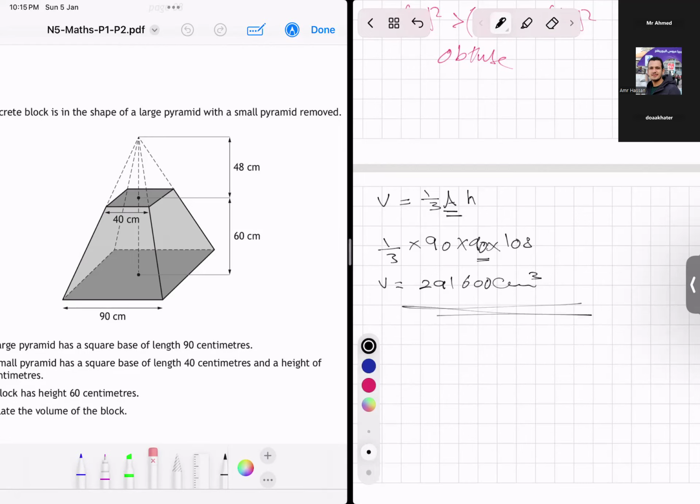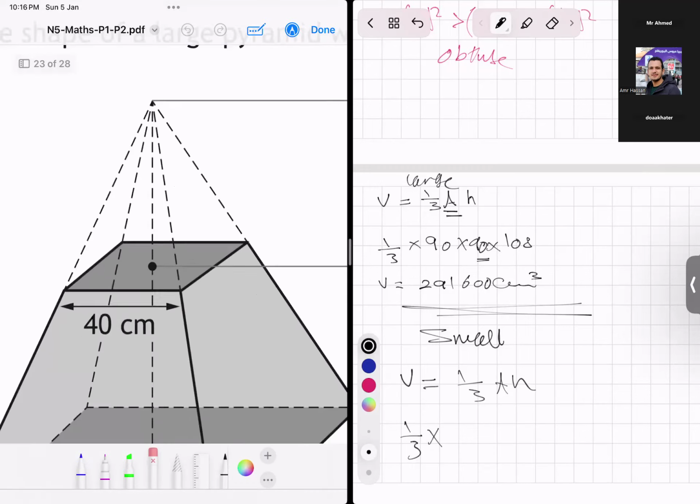So this one is the large one. I have to do the same thing to the small one, because the small one has been removed, right? So I need to figure out the volume of it. I think the rule is going to be the same, right? I don't have to change it. A third times area times height. But wait, hold on. Let me write a third multiplied by the side length.